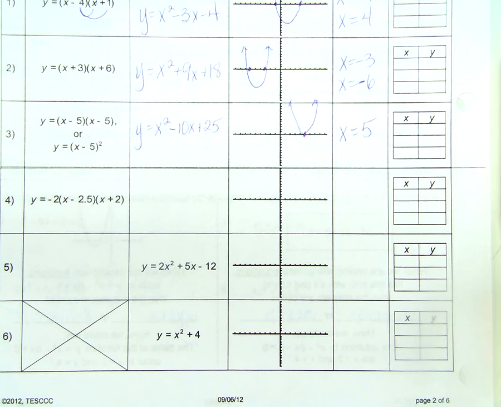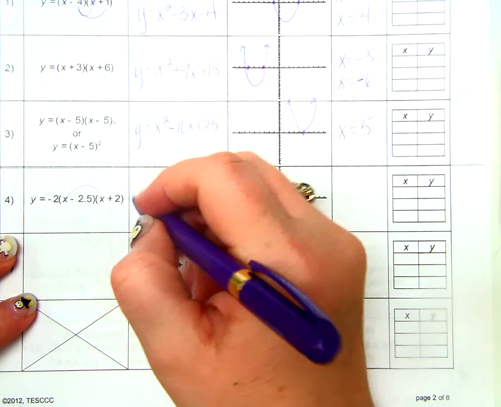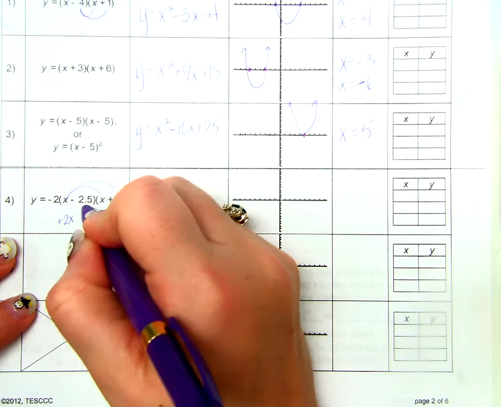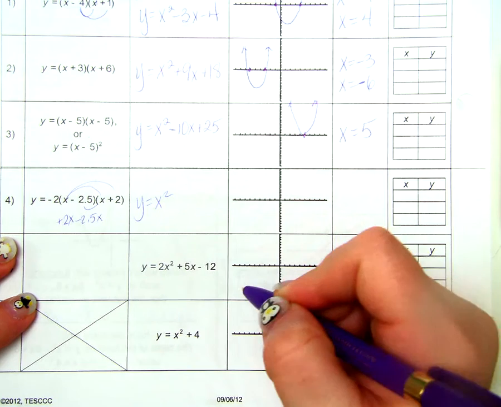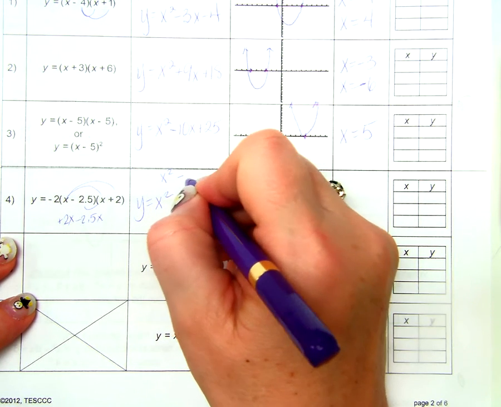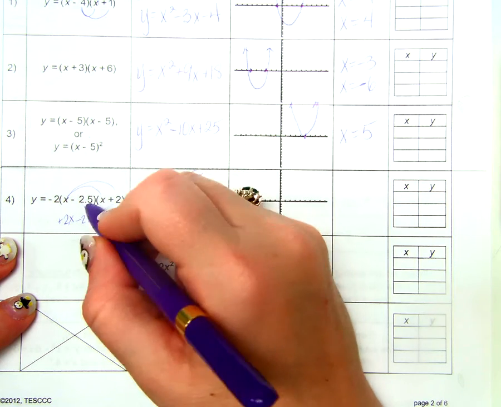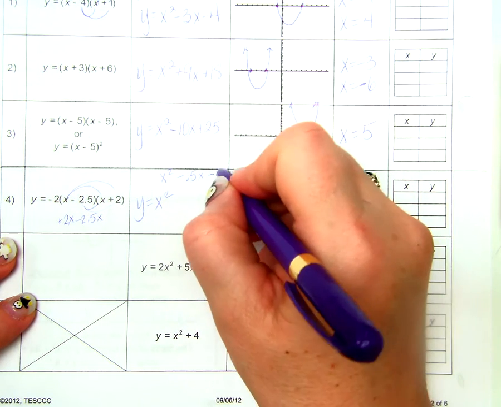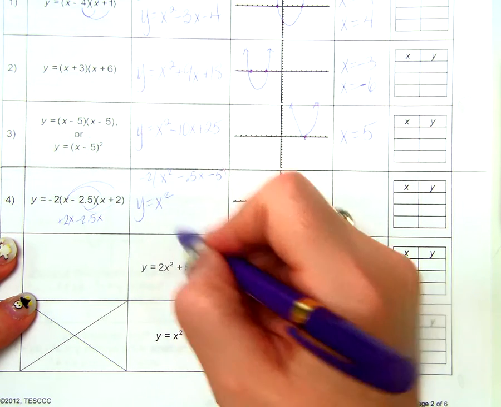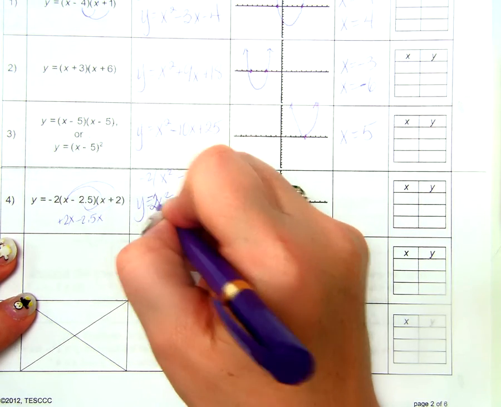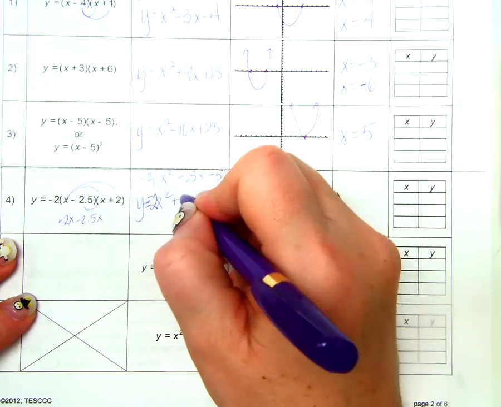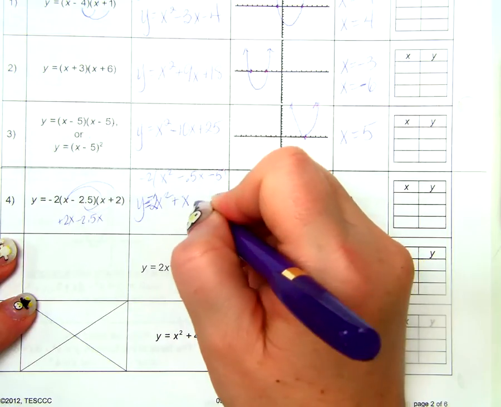Oh, this is not a pretty one, is it? Okay, so I know y equals x squared. I know I've got a 2x and a negative 2.5x. So that is x squared minus 0.5x. And then I've got negative 2.5 times 2, which is a negative 5. But then I have to multiply everything by negative 2, right? So I have negative 2x squared plus 1x plus 10.